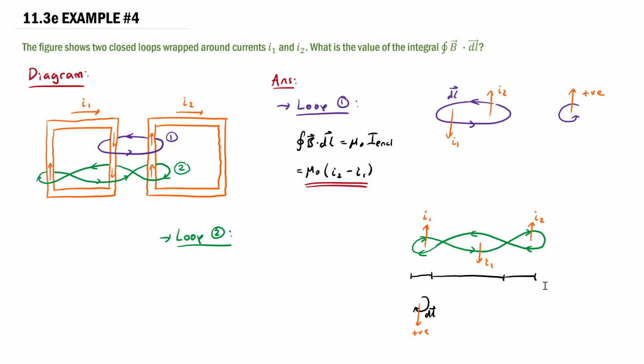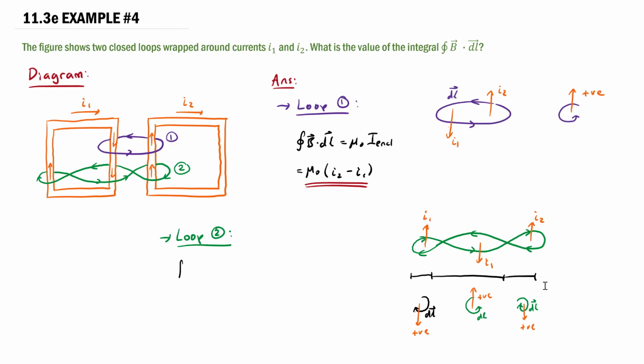Now for the middle one, I have a counterclockwise dl. That's my dl, and therefore up is positive current. Now taking a look at the last segment, we have this for dl, which is counterclockwise. So we know that down is positive.